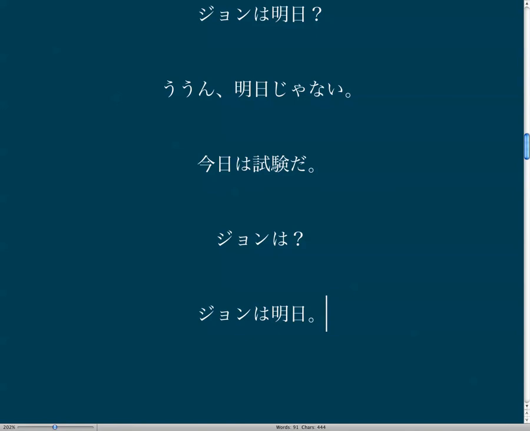We'll see a more specific particle that ties more closely into the sentence at the end of this lesson with the identifier particle. Okay, and that's all we're going to look at for this video.